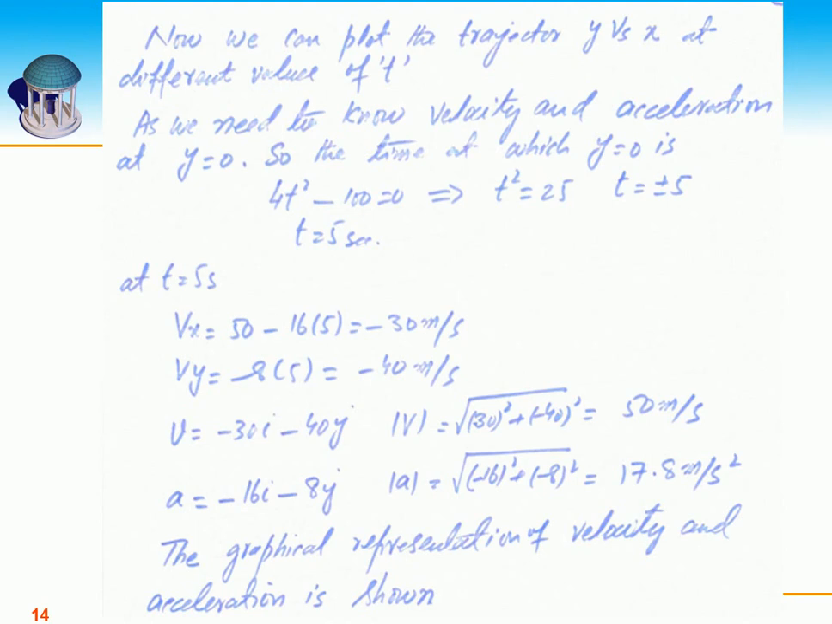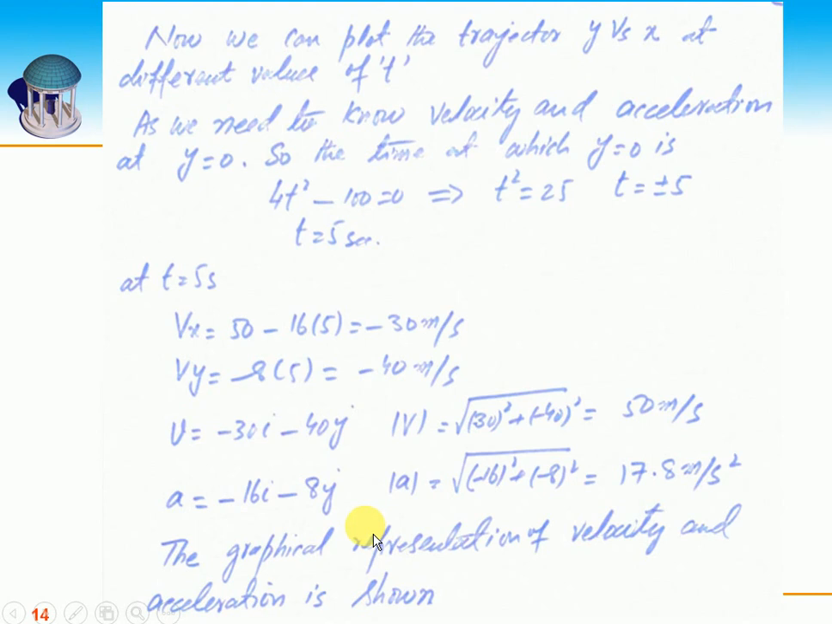One of the questions in the problem is to find the time at which y is equal to 0. So I take the y equation and put it equal to 0. So 4t square minus 100 is equal to 0, t square is equal to 25, and t is equal to plus or minus 5, which is 5 seconds. At 5 seconds, I put the value of t in Vx: 50 minus 16 into 5, so minus 30 meters per second. Vy is equal to minus 8 into 5, minus 40 meters per second. It means V is equal to minus 30i minus 40j. And if you need to find the magnitude, it is the square root of 30 square plus 40 square, which is 50 meters per second. And similarly, acceleration is minus 16i minus 8j.